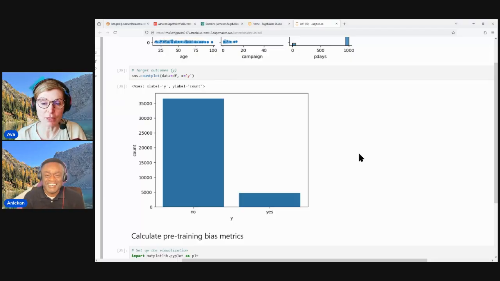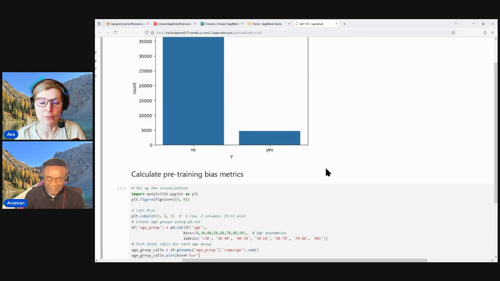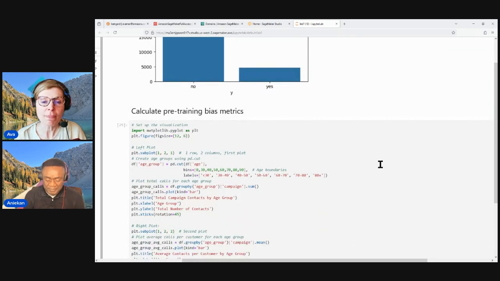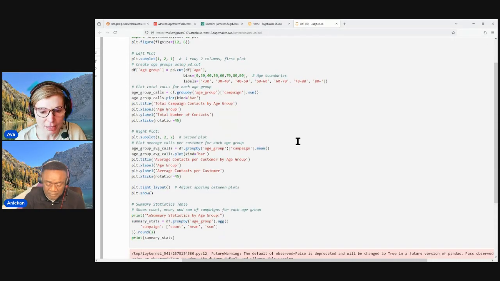Yeah, no, it's a great question. So this is just showing us the outcome, and maybe I should take it out. No, that's good. Potentially, let me know. This is just an overview. And now here we're going to get to the point of calculating those pre-training bias metrics. And here, as I mentioned, let's see, where did it go?